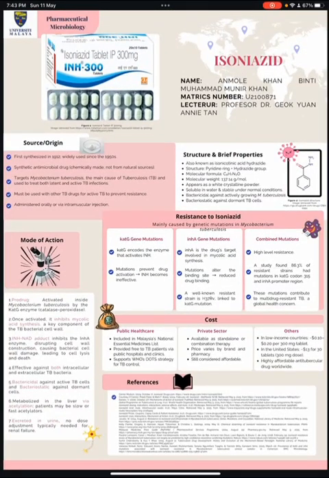And to summarize, isoniazid is a powerful, affordable, and widely used drug in the global fight against TB. Understanding its structure, mechanism, resistance challenges, and accessibility is key to appreciating its role in public health.